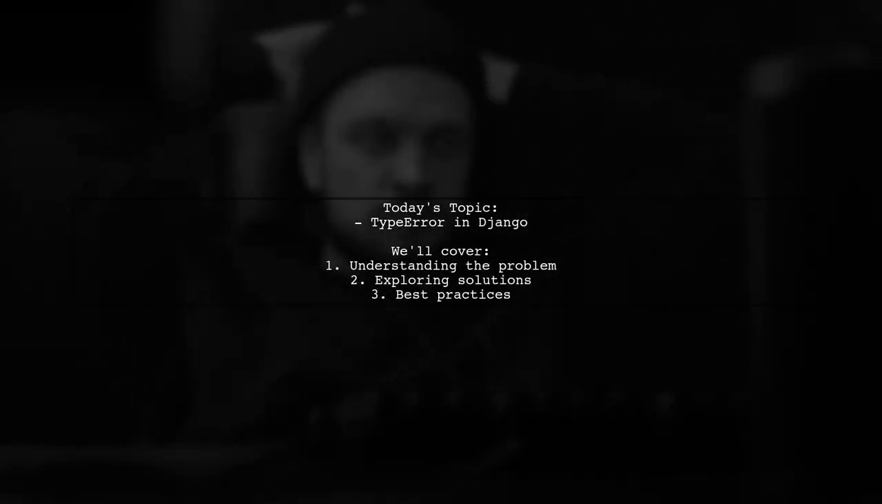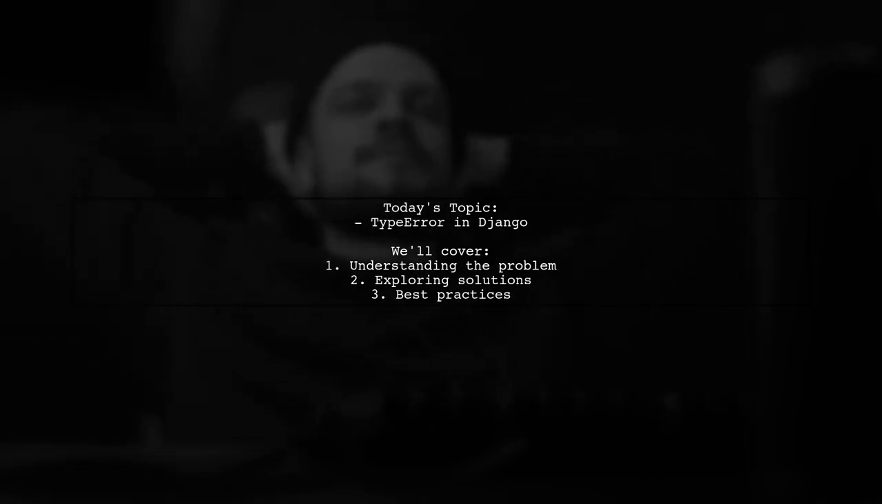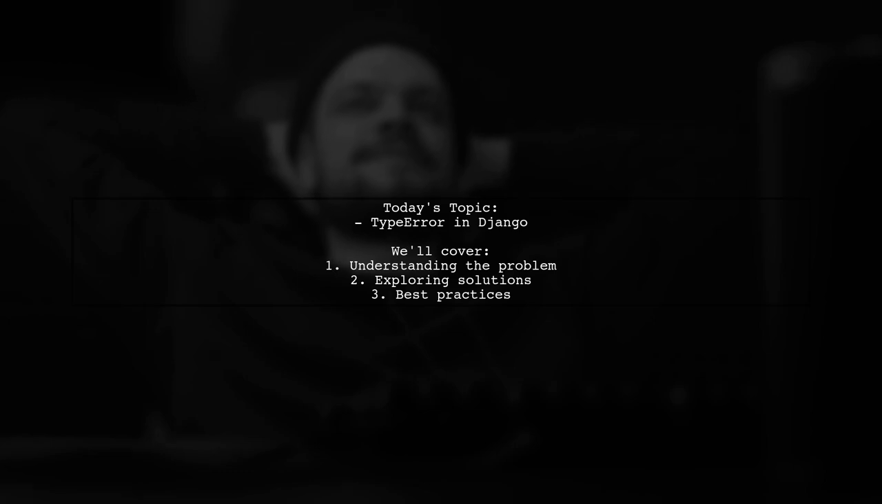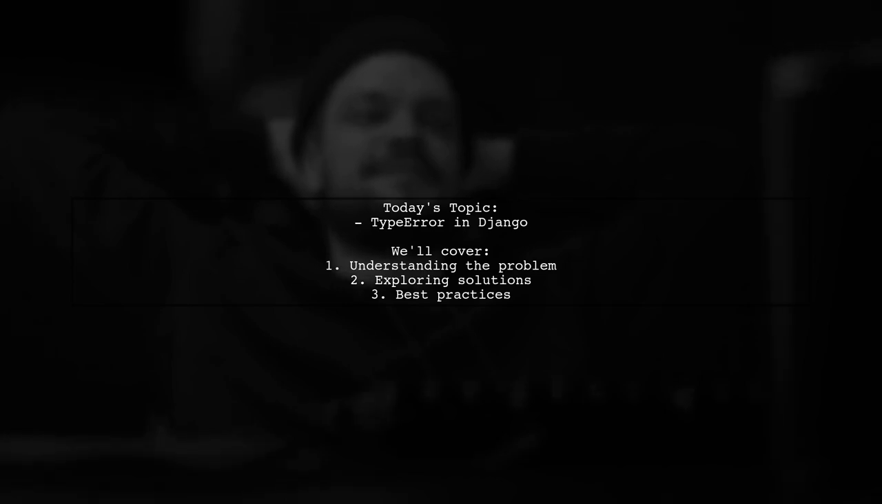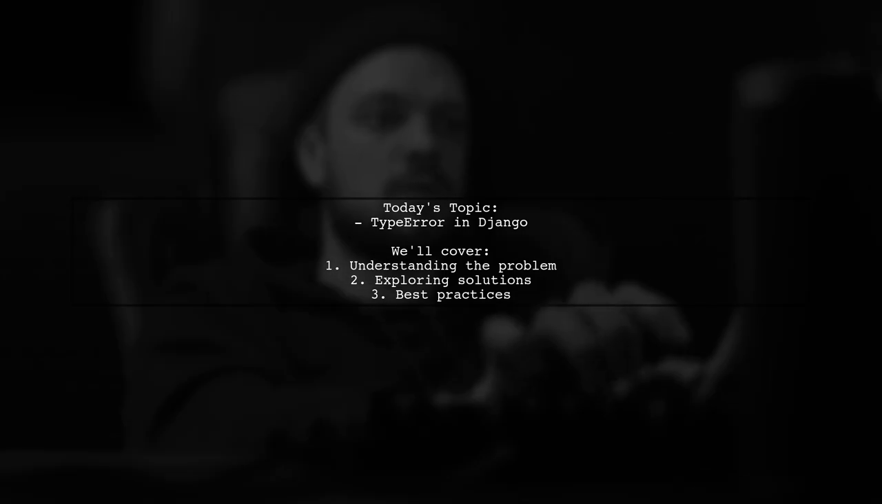Today, we're diving into a common challenge faced by many developers. Our viewer asks, getting type error init missing, one required positional argument on delete when trying to add a parent table after a child table with entries.